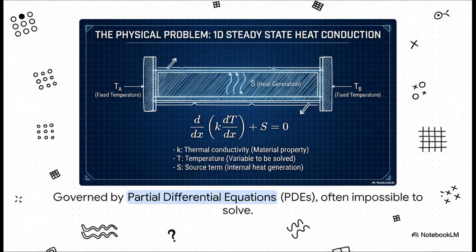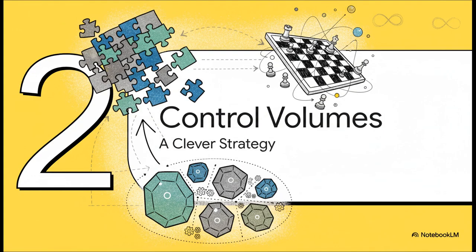Okay, so take a look at this. It's just a simple metal bar, right? One end is held at one temperature, the other end at another. The equation you see below it, that's a partial differential equation, or PDE for short. It's the language physics uses to perfectly describe how heat flows through that bar. But here's the catch. For almost any real-world problem you can think of, these equations are just impossible to solve with a pen and paper. Seriously. So, if you can't solve the whole puzzle in one go, what do you do?